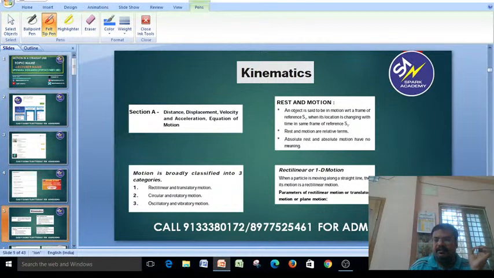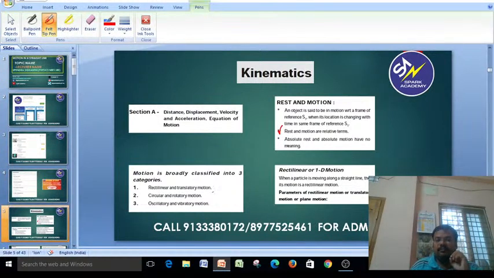So first we have to take rest. An object is said to be in motion with respect to the frame of reference S1 when its location is changing with time in the same reference S1. Rest and motion are both relative terms in this case. So absolute rest and absolute motion have no meaning anywhere. We should not use absolute anywhere. Rest and motion are both relative terms to each other.